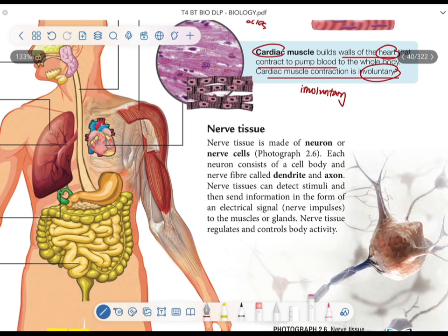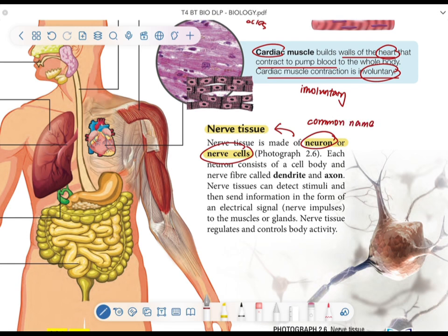Next, this is the third type of tissue found in the organism, which is the nerve tissue. Nerve tissue is made up of neurons or nerve cells. So the words neuron and nerve cells all refer to the nerve tissue. They have many common names.